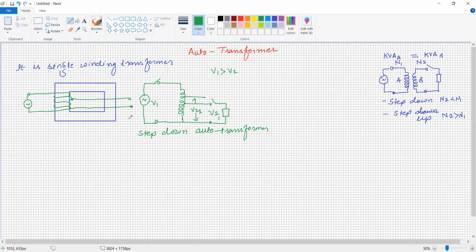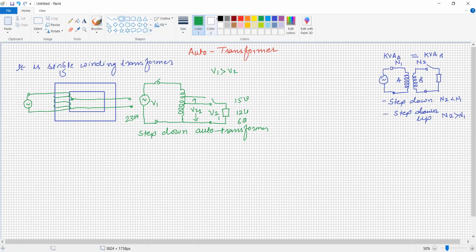Say, for example, it is a 230 volt supply, and here the voltages are given as 15 volt, second is 12 volt, and third is say 6 volt. So now it is possible with the help of a single winding transformer to get different voltage levels. Now it is also possible that instead of getting the voltage across the secondary in steps, say 6 volt, 12 volt, 15 volt, we can obtain 6 volt, 7 volt, 8 volt, 9 volt, and so on.